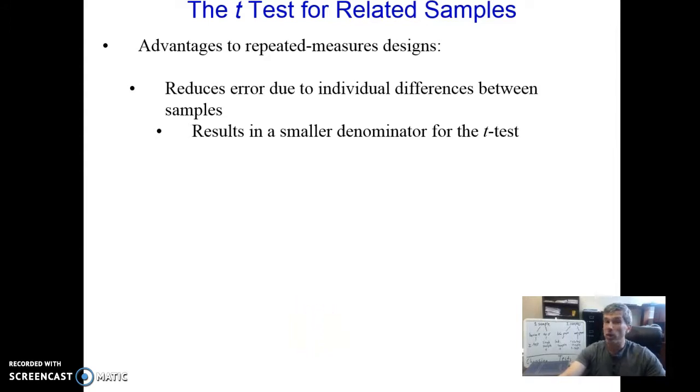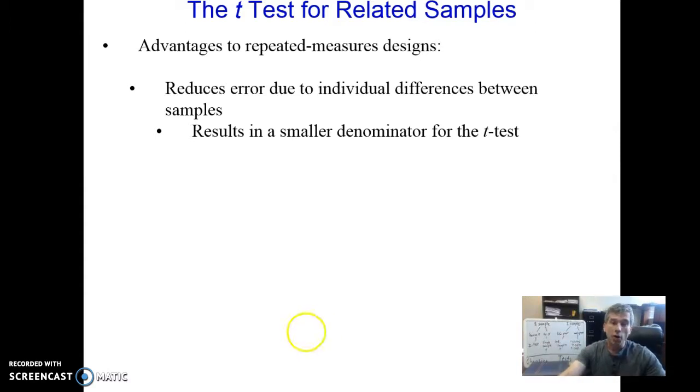That is not a concern in a within participants design. Why not? People are the same. It's the same people in both conditions. So we know that there's no difference between the average person in the control condition and the average person in the experimental condition because they're the same people.